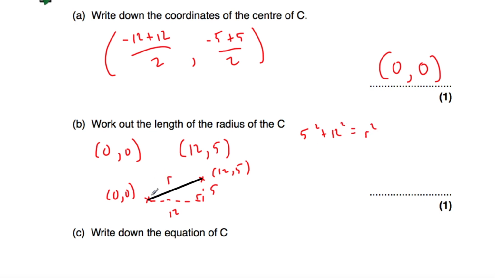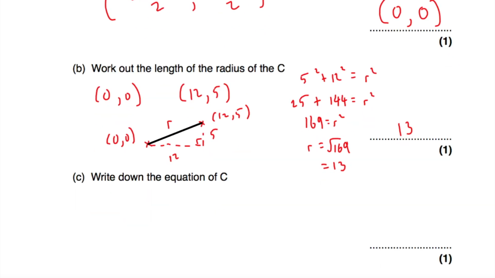And I've just labelled it r because that's the radius of the circle. 5 squared is 25, and 12 squared is 144. When we add them together, we get r squared. 25 plus 144 is 169, and that equals r squared. Then if we square root, we get that r is equal to the square root of 169, which is equal to 13. So the radius of the circle is 13.